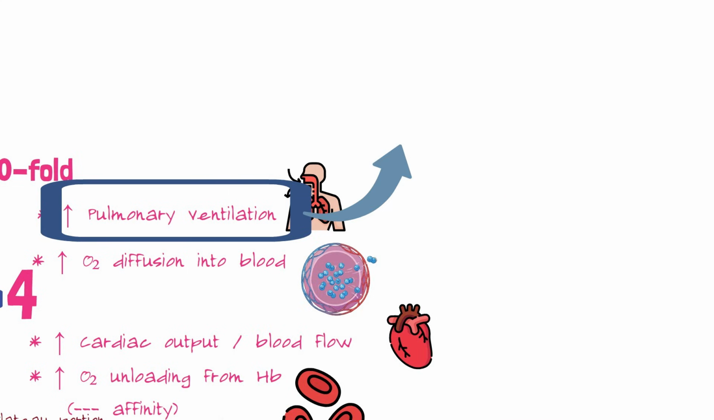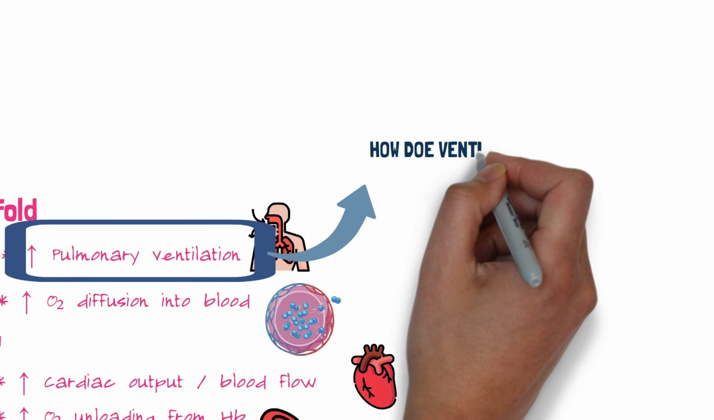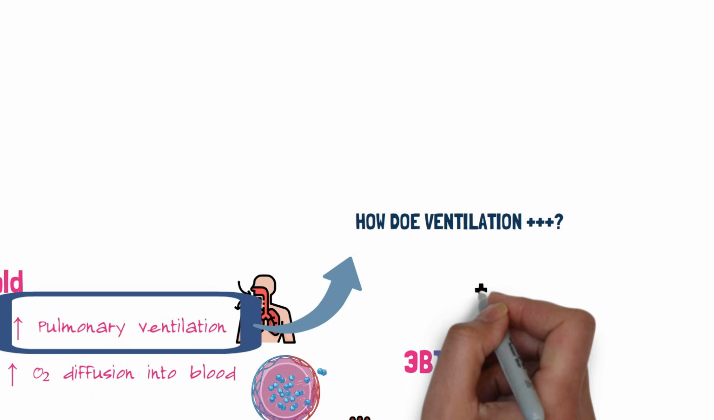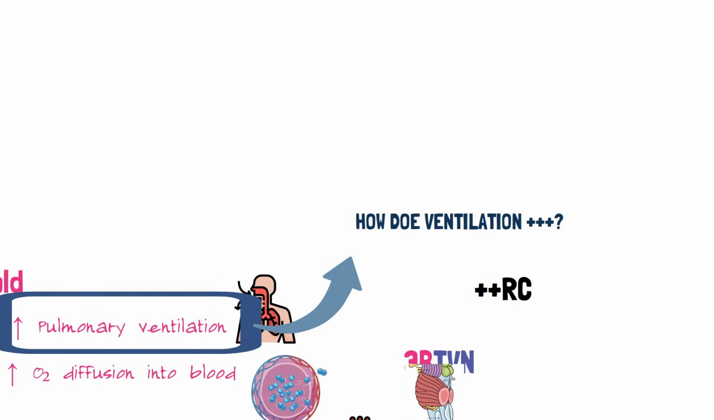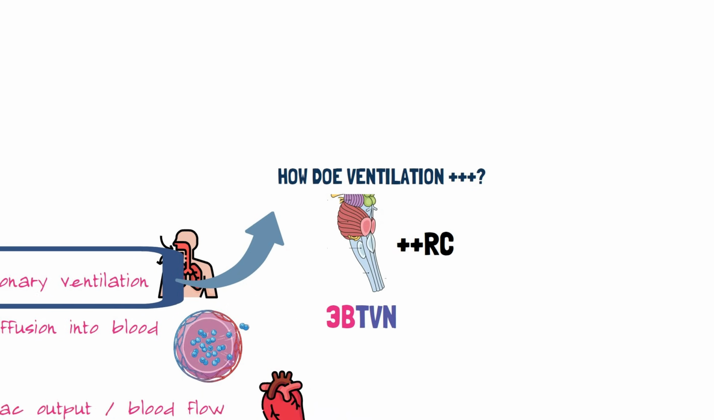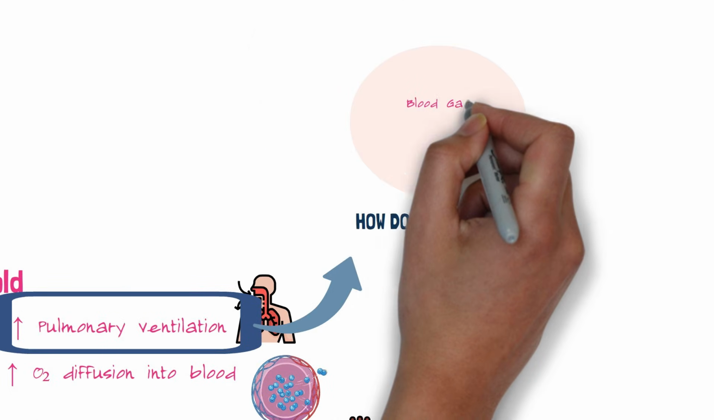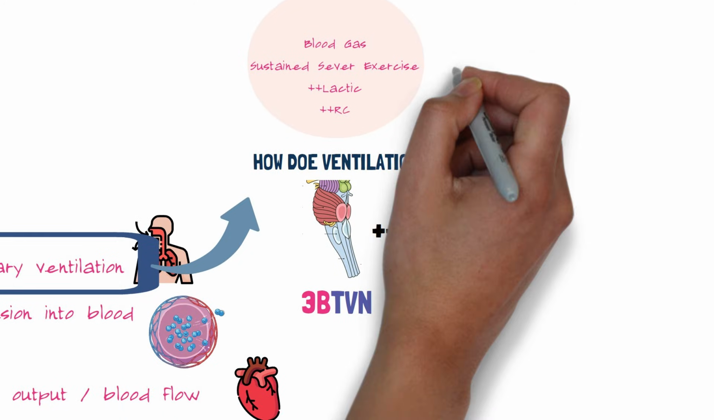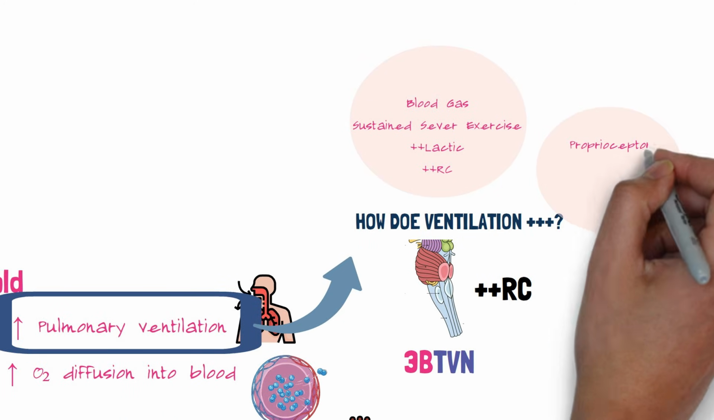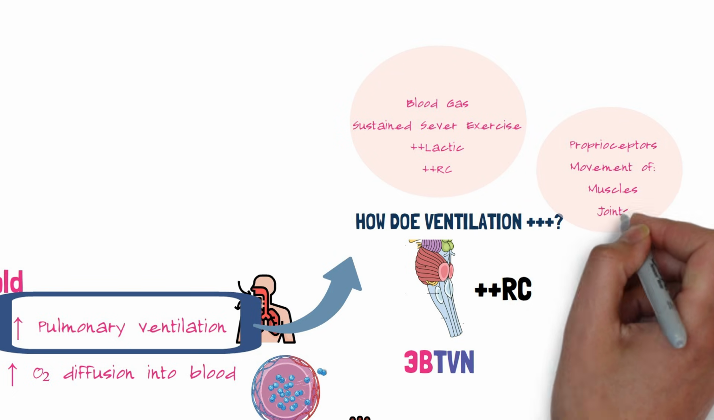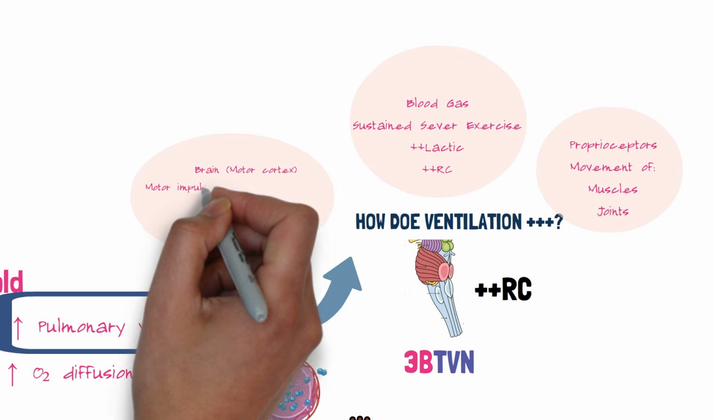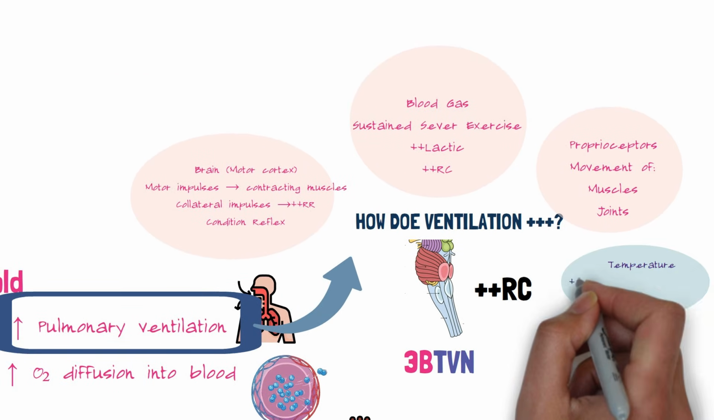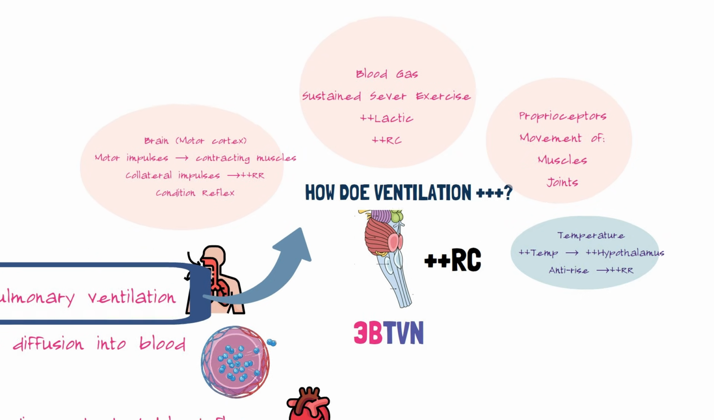How do we increase the ventilation? By activation of the respiratory center in the brainstem, and to do this we have 3B, TVN: the blood gases, the proprioceptive, the brain, and the temperatures, the norepinephrine, and the venous return. Remember, the blood gases occur with a sustained severe exercise, increasing the lactic acid. For the proprioceptive, movement of the muscle joint. For the brain, the conditioned reflexes with the collateral impulses sent to activate the respiratory center.